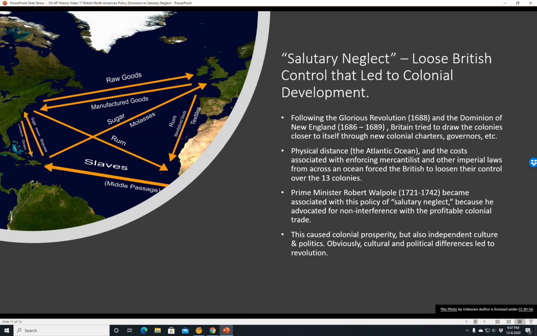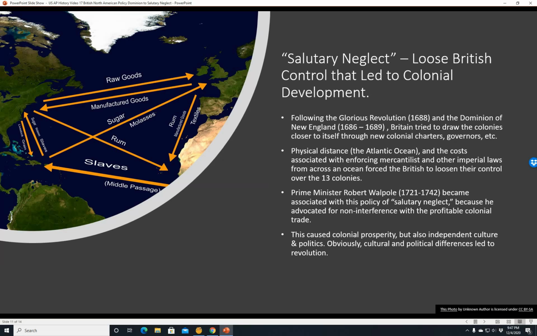Salutary Neglect, loose British control that led to colonial development. Following the Glorious Revolution of 1688 and the Dominion of New England 1686 to 1689, Britain tried to draw the colonies closer to itself through new colonial charters, governors, etc. Physical distance, that is the Atlantic Ocean, and the costs associated with enforcing mercantilist and other imperial laws from across an ocean forced the British to loosen their control over the 13 colonies.